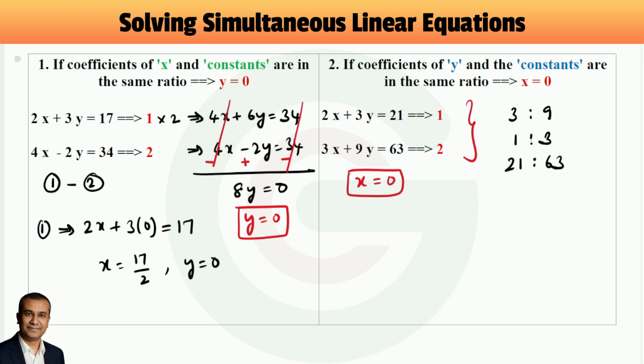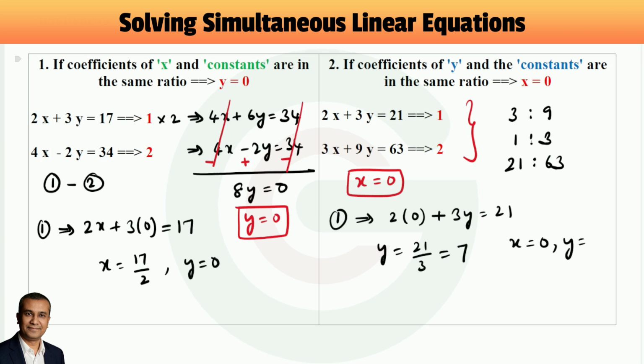So now we can take either equation 1 or 2 and substitute x is equal to 0. Let me take equation number 1. So 2 into x I am putting 0 plus 3y is equal to 21. So therefore y is equal to 21 by 3, which is 7. So I got x is equal to 0 and y is equal to 7.